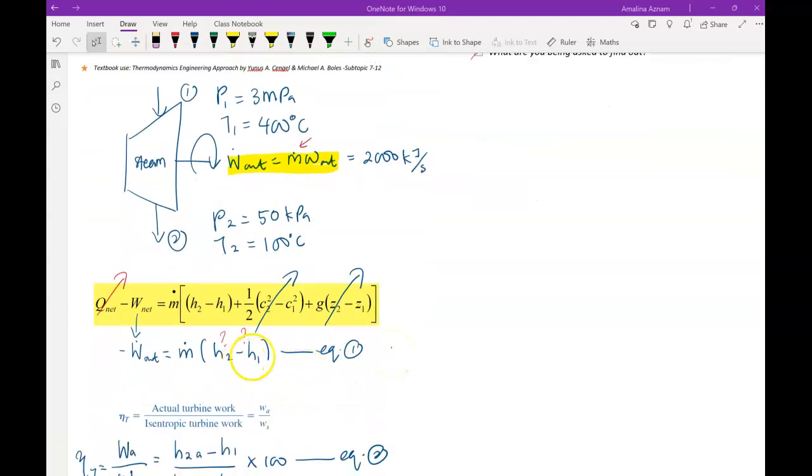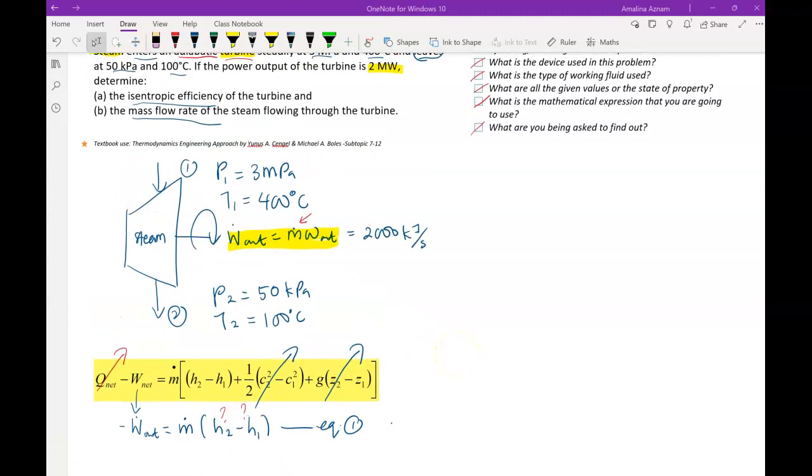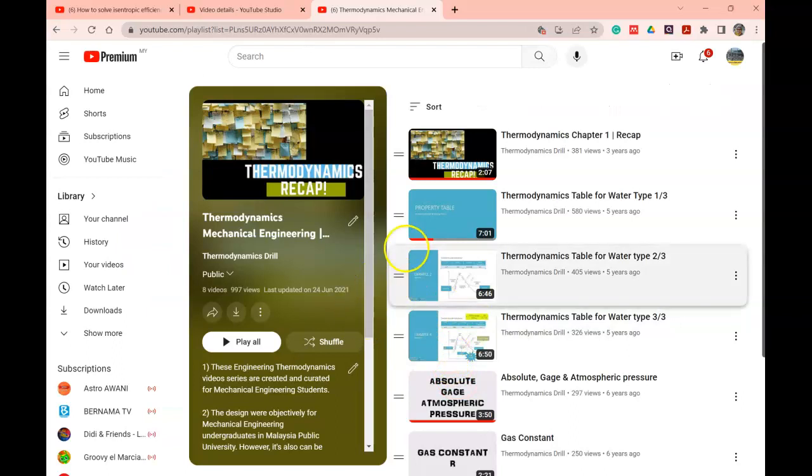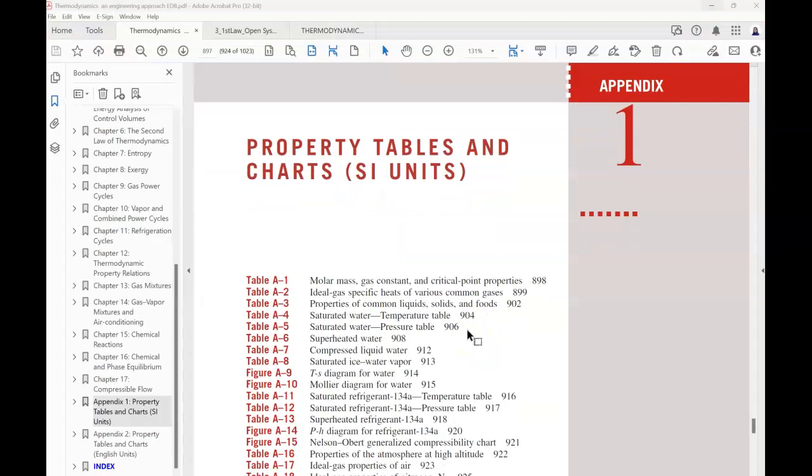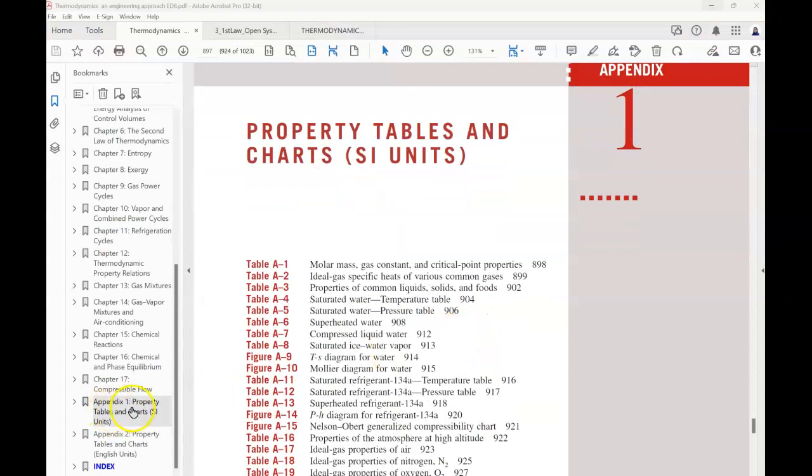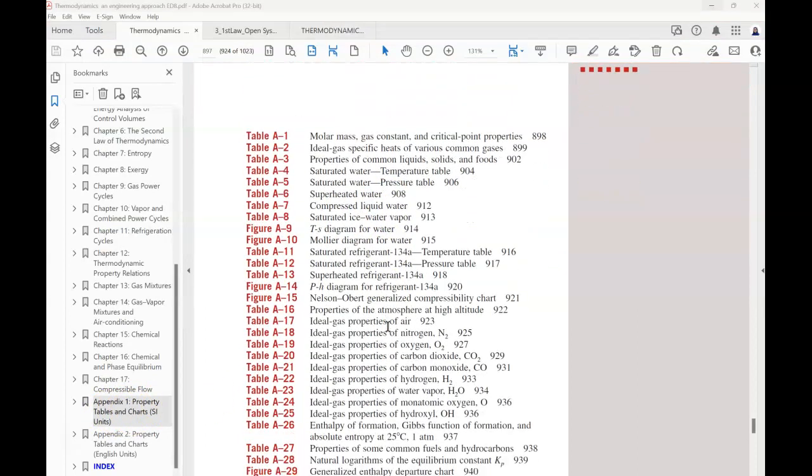Alright, so we are going to need to find our enthalpy at state 1, which is the inlet of the turbine, and also enthalpy at state 2, which is the outlet of the turbine. Obviously we are going to need to read our property table, and if you forgot how to read your property table, you might want to have a look back at this playlist where I have simplified the way we read our property table into 3 parts. If you have your textbook with you, you can go to Appendix 1 where we have property table charts in SI units.